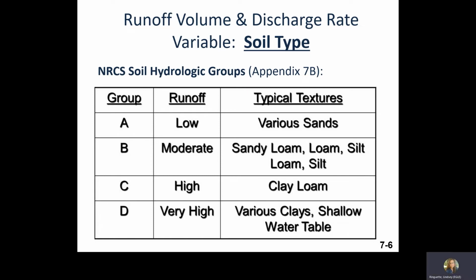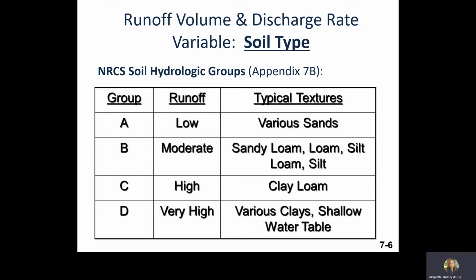Group B. When thoroughly wet but not saturated, these soils display moderate infiltration and transmission rates and runoff volume. They are moderately to well-drained soils, generally moderate in depth, moderately fine to moderately coarse in texture, including sandy loam, silt loam, and silt. Group C. These soils have slow infiltration and transmission rates and higher runoff volume when wet. They are distinguished by a layer that impedes downward movement of water and are moderately fine to finely textured. This group includes clay loam.